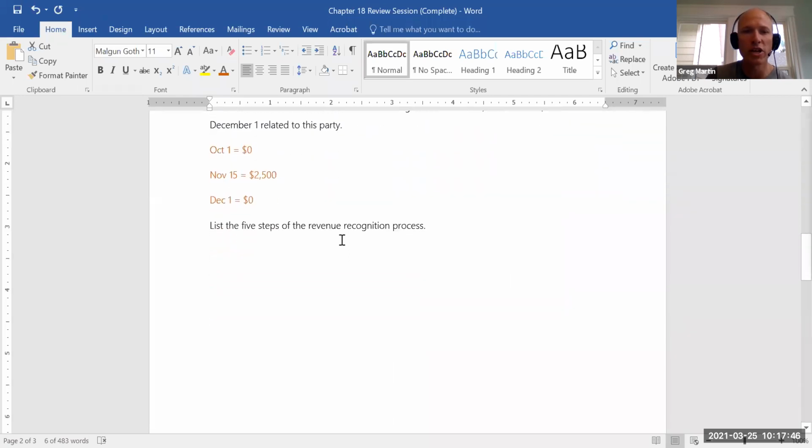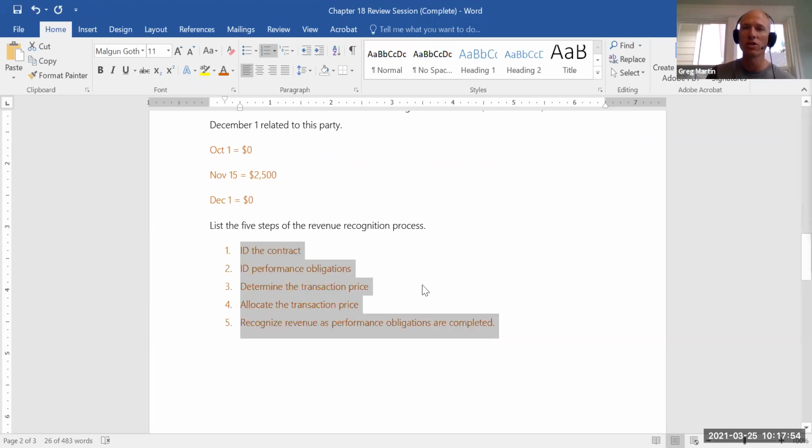All right, so this next one lists the 5 steps of the revenue recognition process. Given this is open book, open note, I do not think any students would miss this on the test. But I just want to remind you, the 5 steps: identify the contract, identify the performance obligation, determine the transaction price, allocate the transaction price to the performance obligations, and then recognize revenue as each performance obligation is complete.